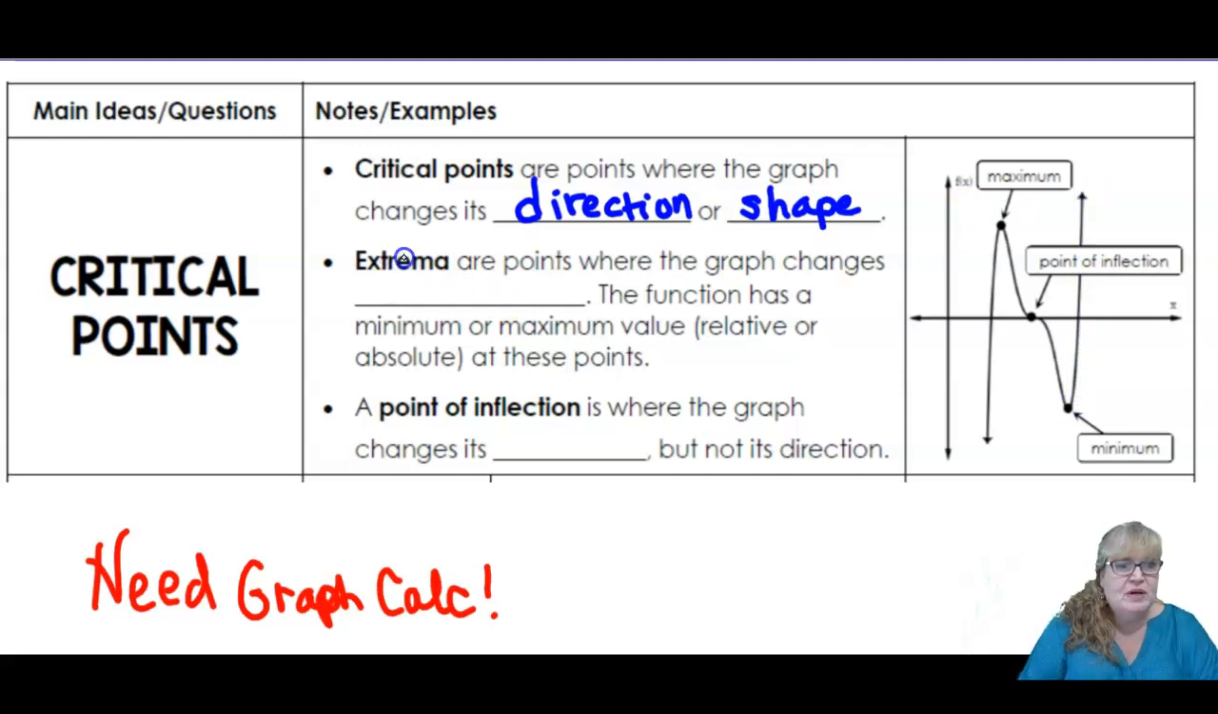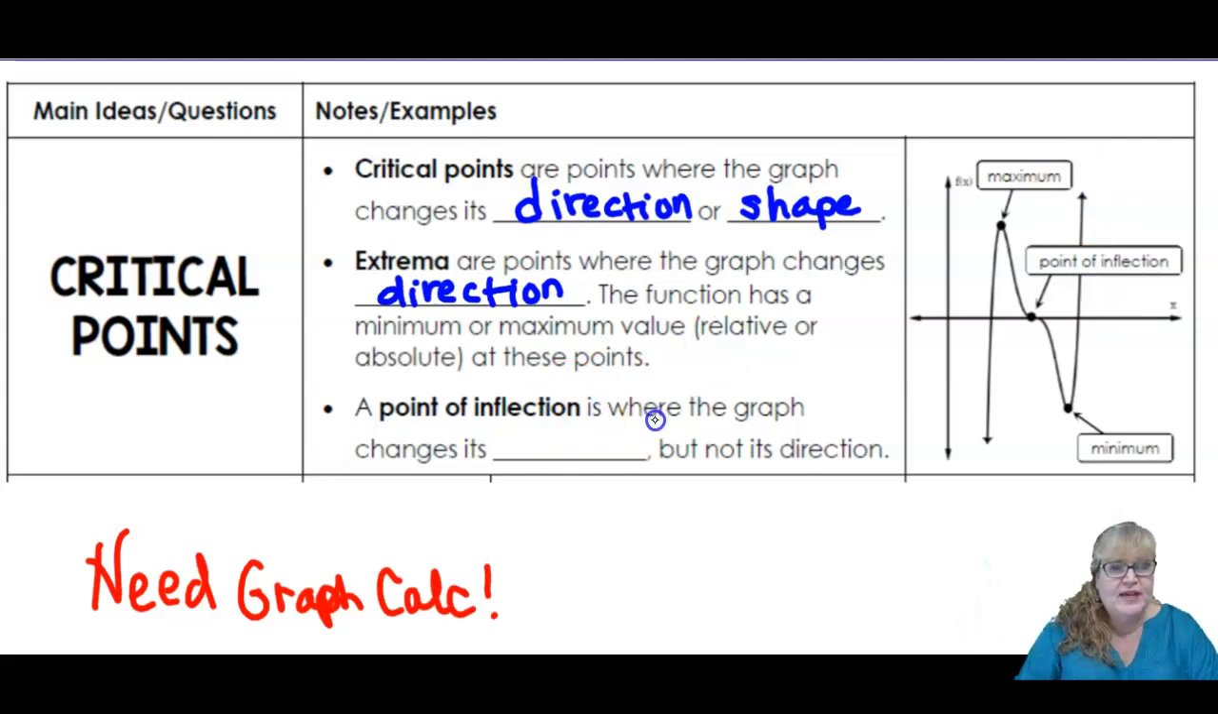So extrema are points where the graph changes direction. We don't use that word extrema very often. We just call them maxes and mins. And the function has a maximum or minimum value, and it can be a relative or absolute max and min, and we'll talk more about those on the next slide. So this one is as high as it ever goes in this general area, so it's called a relative maximum. This one is as low as it ever goes, it's a relative minimum. Now, because this graph continues forever up and down, it doesn't have any absolute maxes or mins.